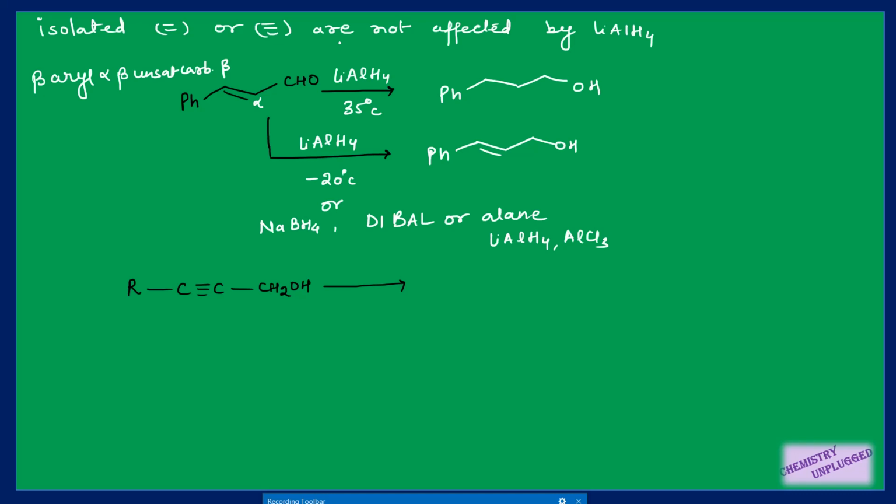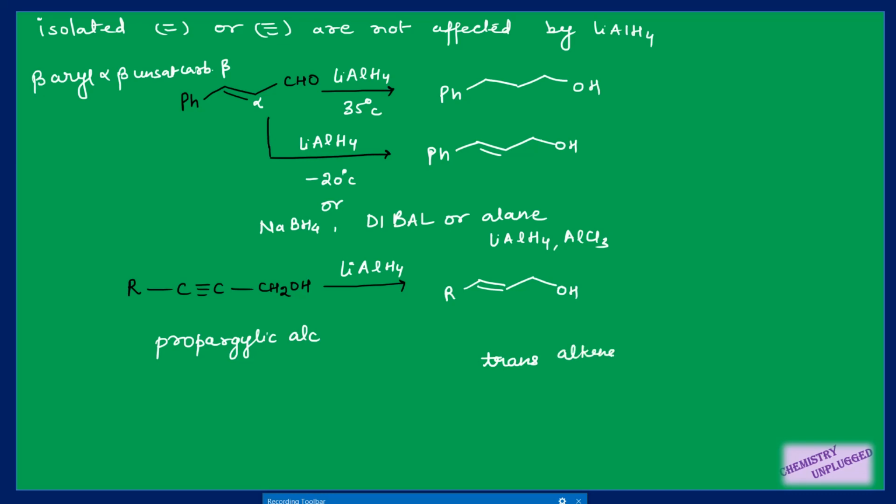And what about the triple bond? When you have this type of triple bond, meaning at the carbon next to the triple bond you have an OH group attached, or you may also have an amine attached here, this is called a propargylic alcohol group. So under this condition the triple bond will be reduced to a double bond, right? You will get this type of product, and especially it will form trans alkene.